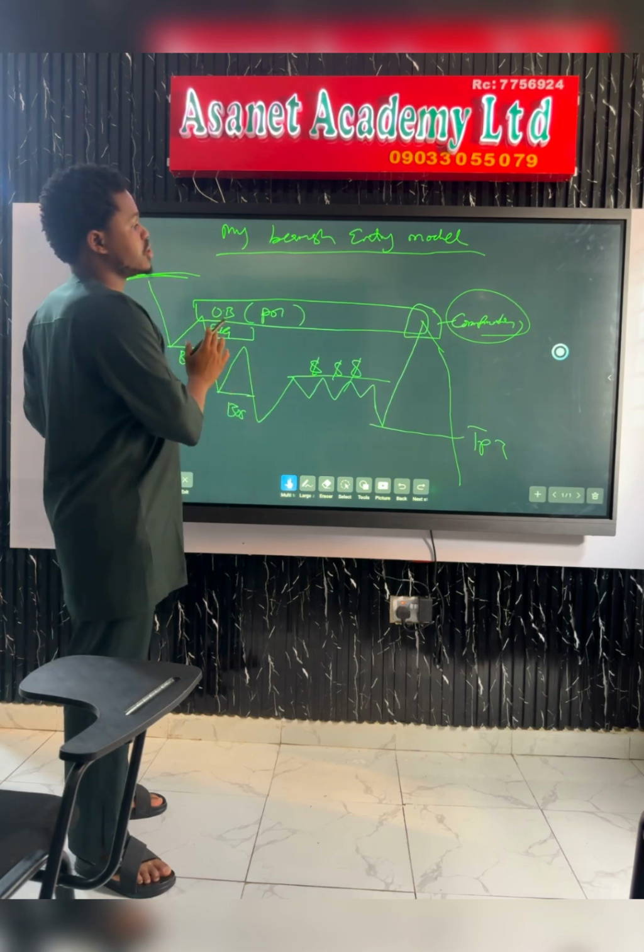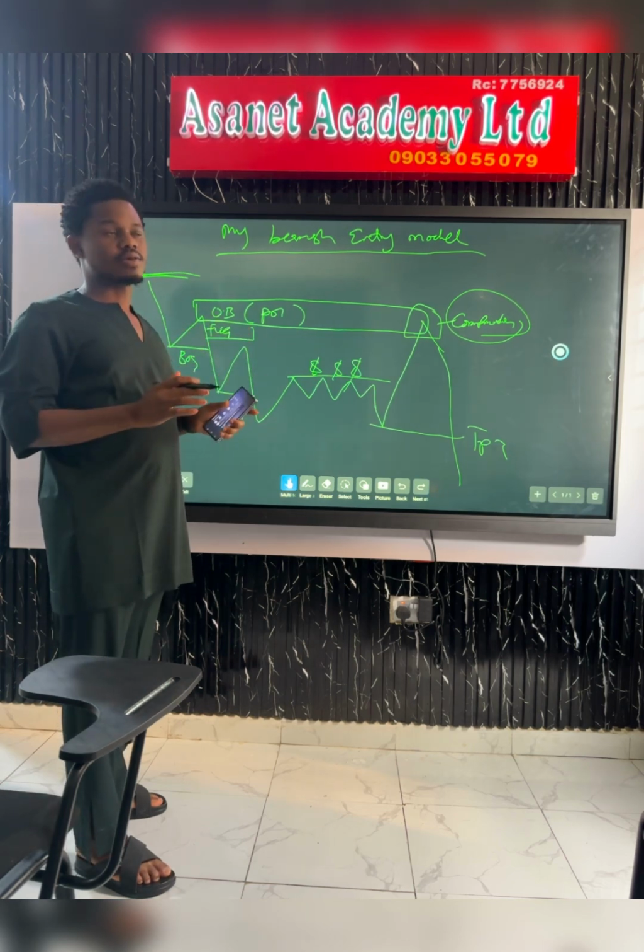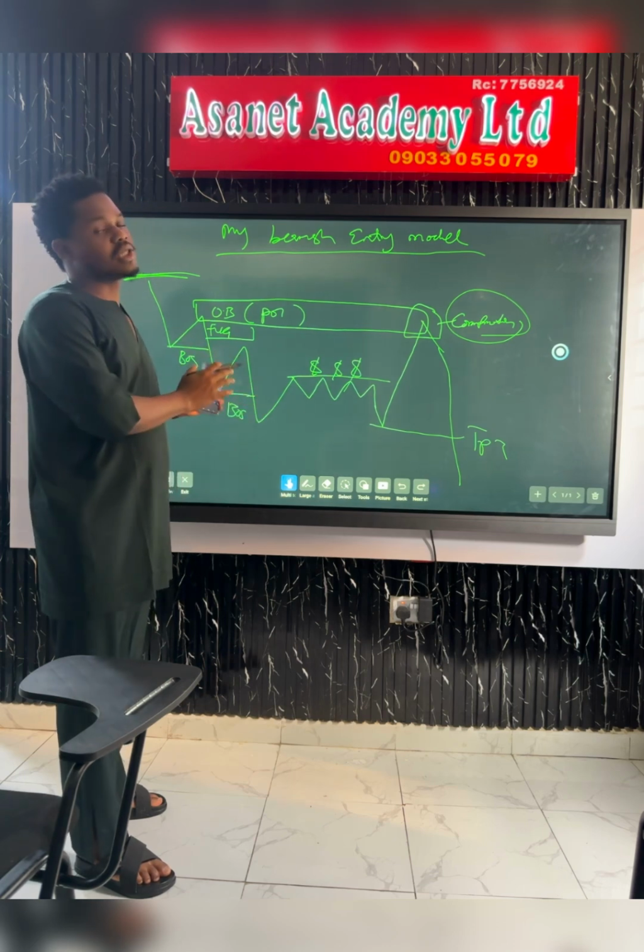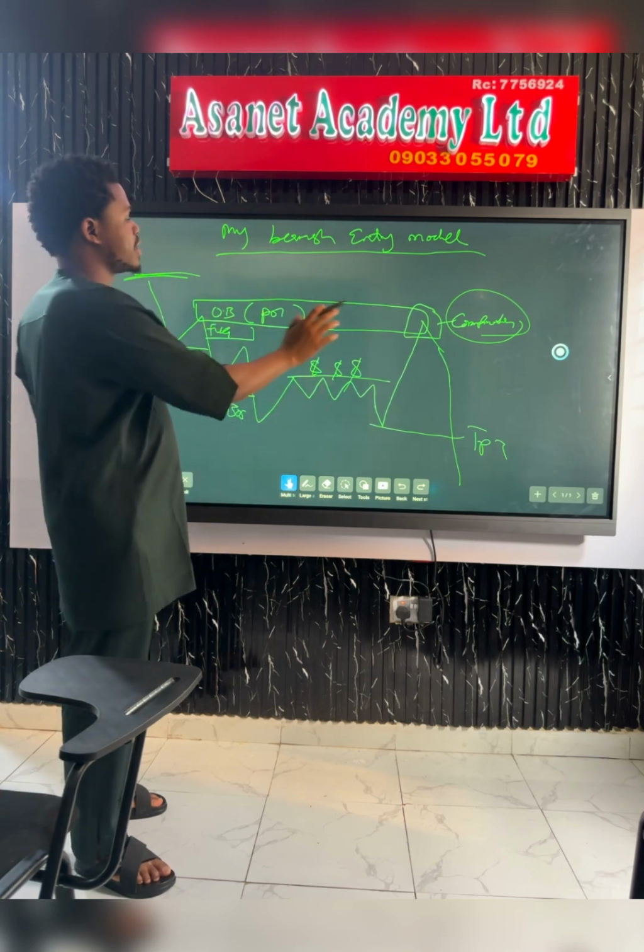So this is for educational purpose. You need to backtest on yourself before you start applying it on the chart with a real model. So that's for my entry model.